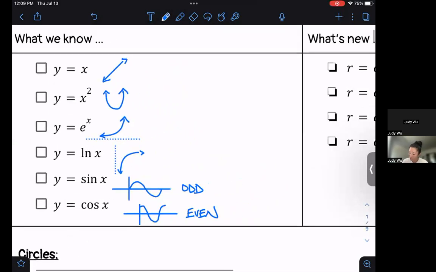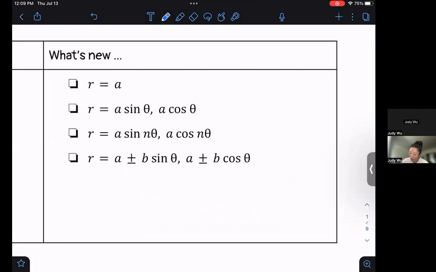All right, so what's new? Well, we're going to take a look at graphs that have not x and y, but r's and thetas, okay? And so we've got some r's, we've got some thetas, and by the end of this lesson, we're going to know what these graphs look like, okay?